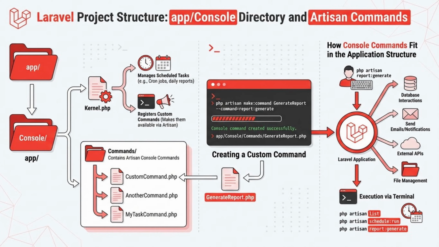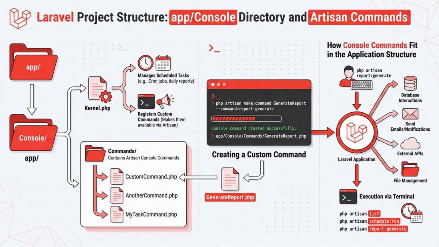While most of the Laravel application focuses on handling web requests, the console directory focuses on actions that are executed from the command line. Whenever you run commands like php artisan migrate, php artisan serve, or php artisan schedule:run, Laravel processes these instructions through the console environment. Inside the app/Console folder, you'll find two main areas, the Kernel file and the Commands folder.